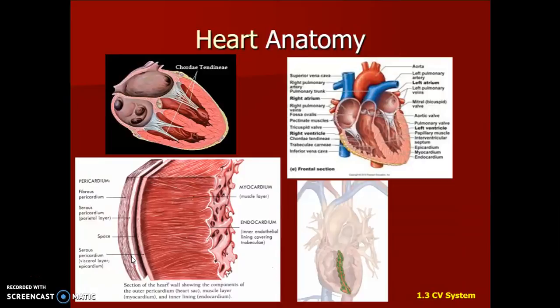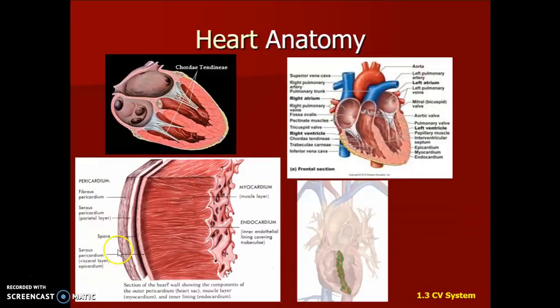And then the final layer is the epicardium, which is a thin layer of elastic connective tissue, which serves as an additional layer of protection from trauma or friction for the heart under the pericardium. This layer contains coronary blood vessels which oxygenate the tissue of the heart with their blood supply, which of course comes from the coronary arteries.